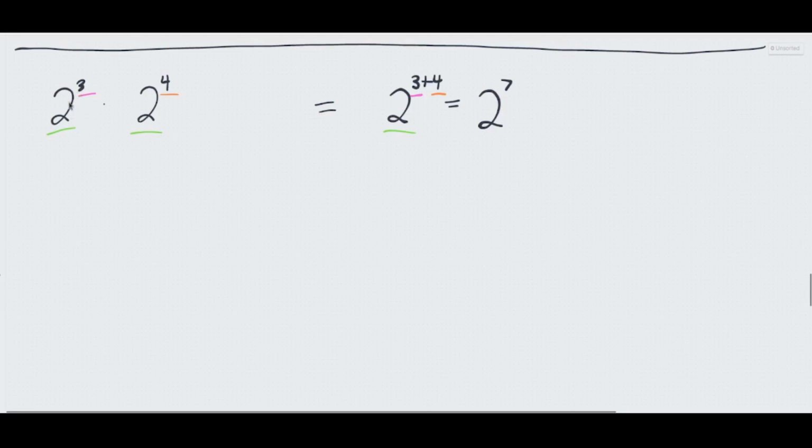So what does an exponent mean? What does 2 to the third power mean? Well, basically it means we take the base, which is 2, and we multiply it by itself 3 times. That's all the exponent means.